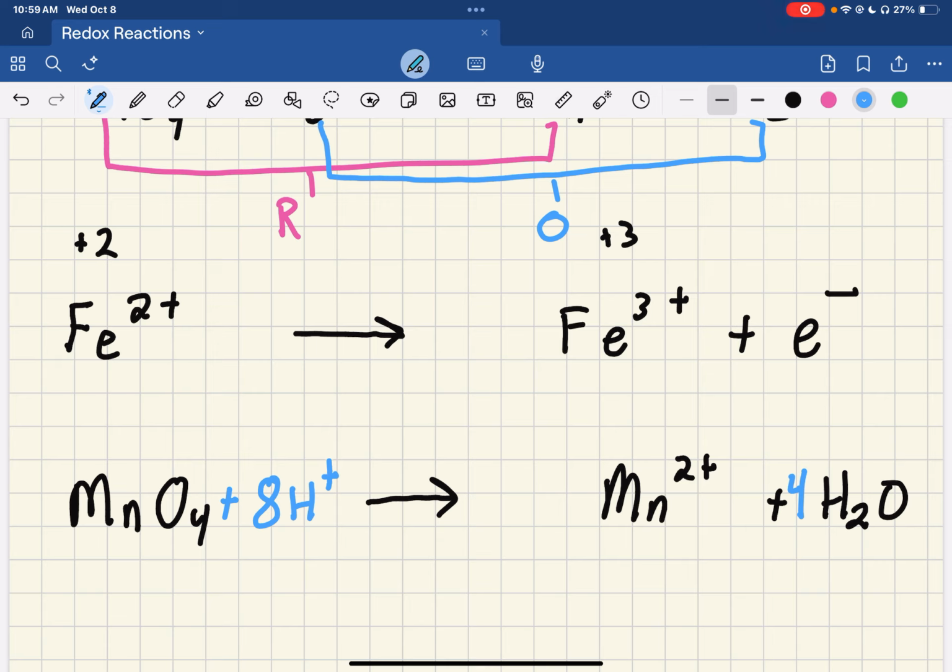And just like that, my matter is now balanced, right? I have 8 hydrogen ions on the left side, 8 hydrogens on the product side. My manganese are good, 1 and 1, and my oxygens are also good because I have 4 and 4. All right, great. Now we can get down to balancing our charges. What I like to do is put charges above, just to make sure I got the same amount.